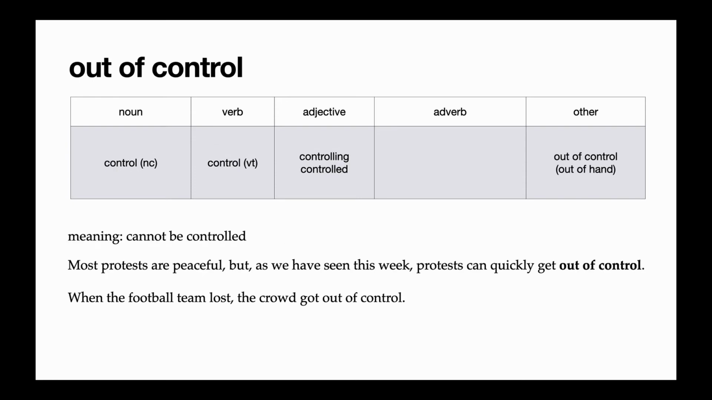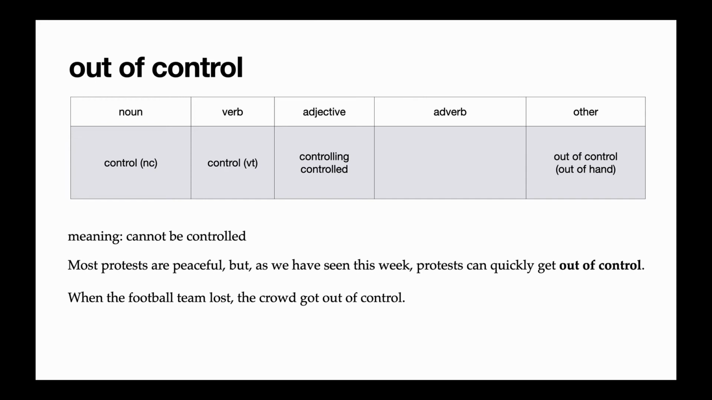Out of control. This is an idiom that means you can't control something, right? So something is out of control. It's used as an adjective phrase. And another expression that has similar meaning is out of hand. So this uses the word control. And in the reading it said, many protests are peaceful, but as we've seen this week, they can quickly get out of control. And we use this to describe typically a lot of situations involving many people.